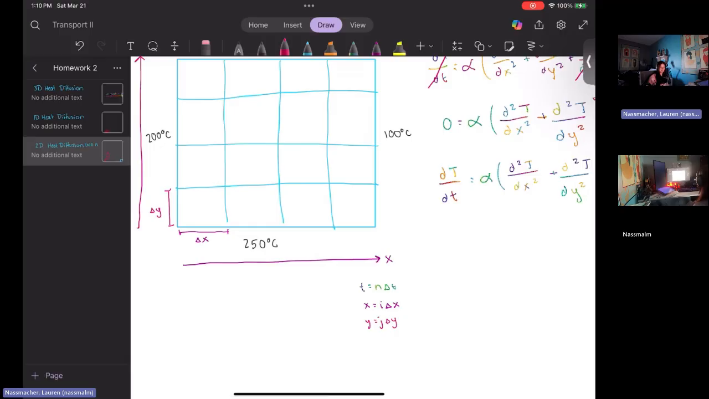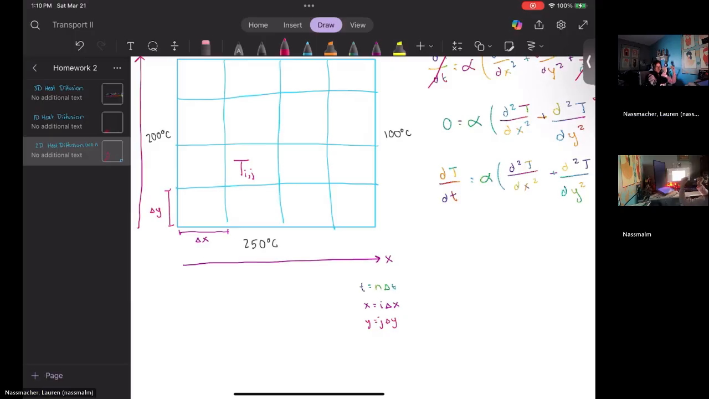Using these elements, we can say that the temperature in this square of the grid, we'll just use this square. Let's say we want to find the temperature at this square in the grid. That temperature is going to be ij. You're at a position i and at a position j, right? You have your x and your y dimensions. So that's your temperature T at i and j.